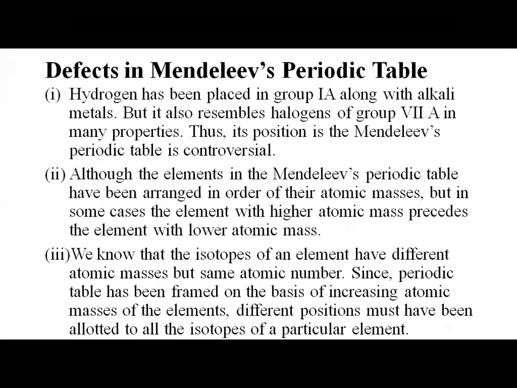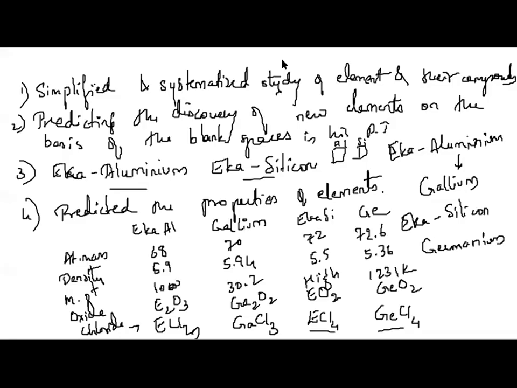Then why, with so many useful things, was Mendeleev's periodic table not accepted? There were still questions. So what were the defects? What were the demerits in Mendeleev's periodic table? The first demerit, you can see here, hydrogen has been placed in group 1A. The first demerit was regarding the position of hydrogen.